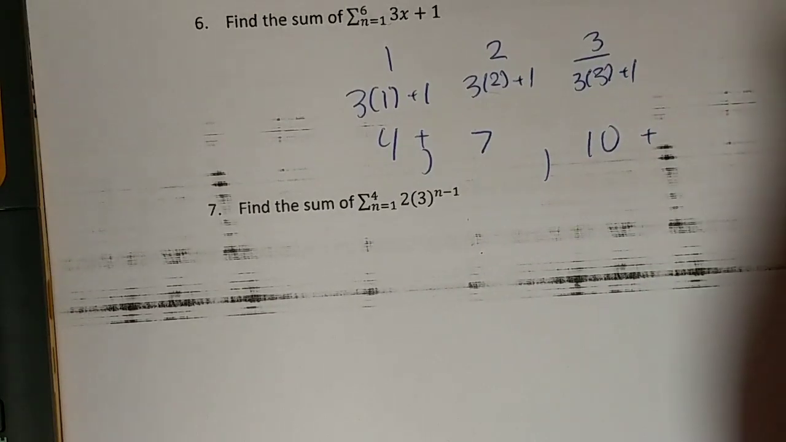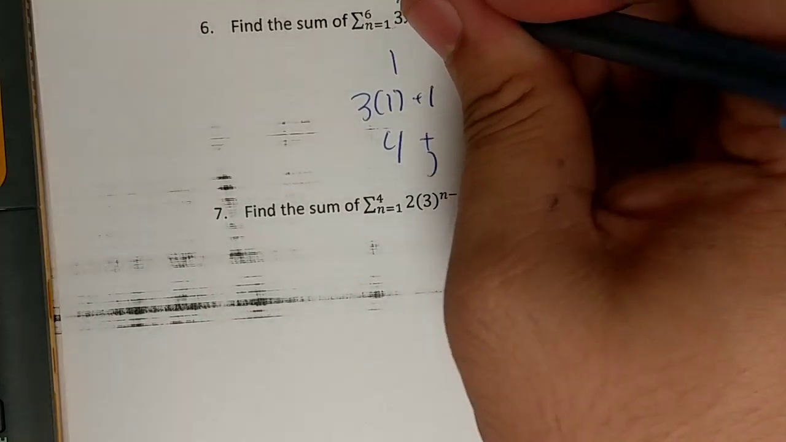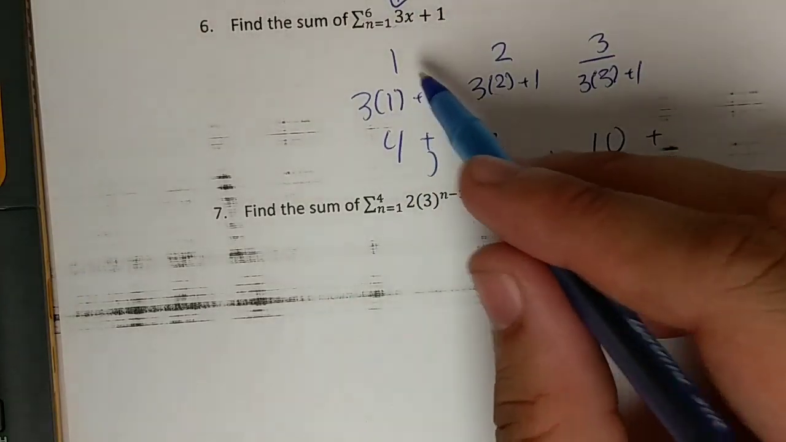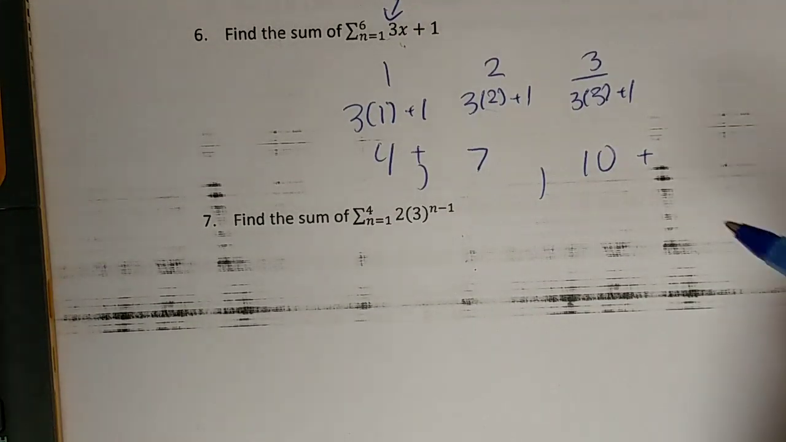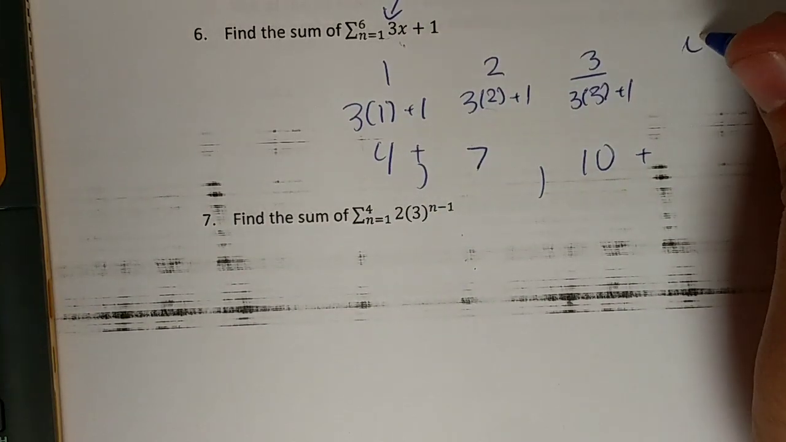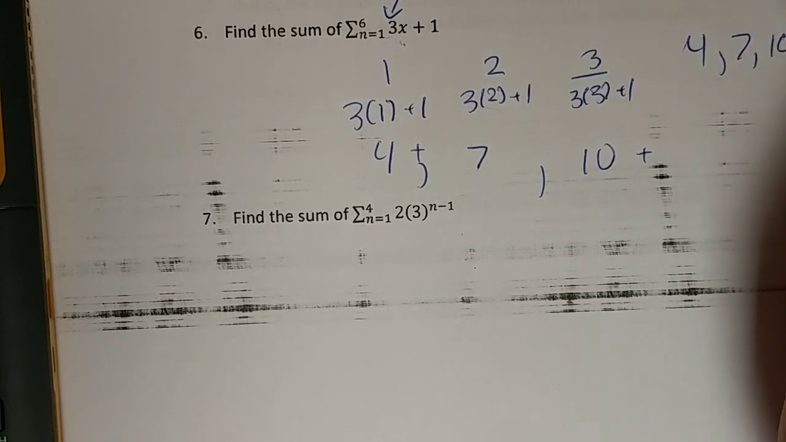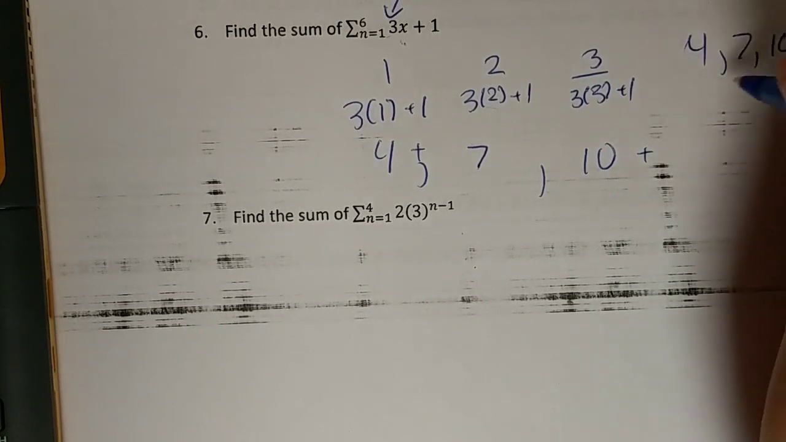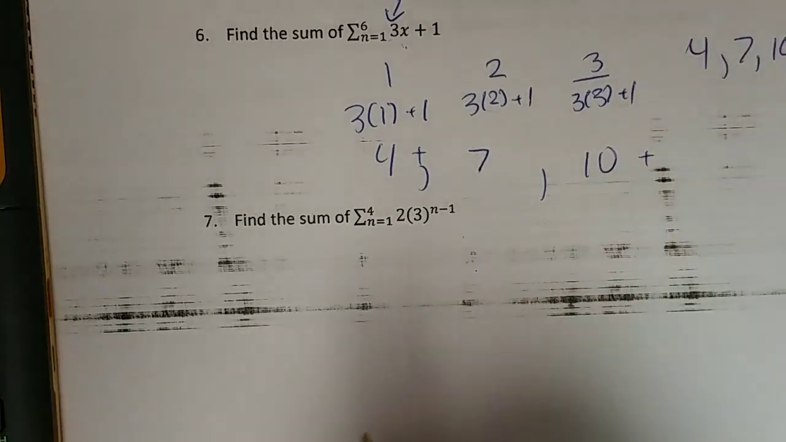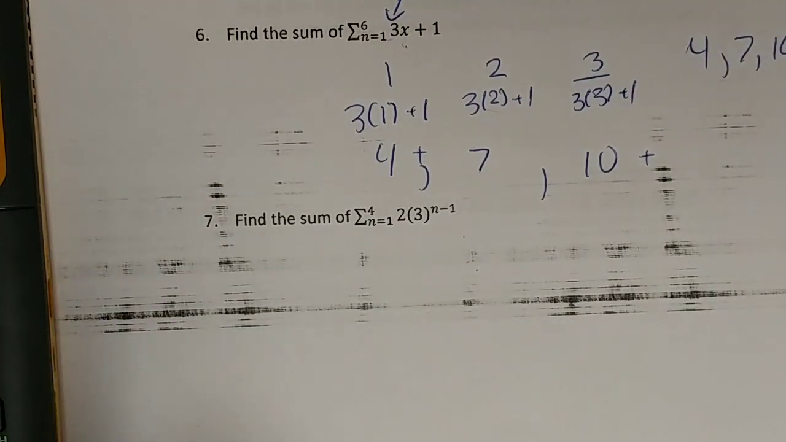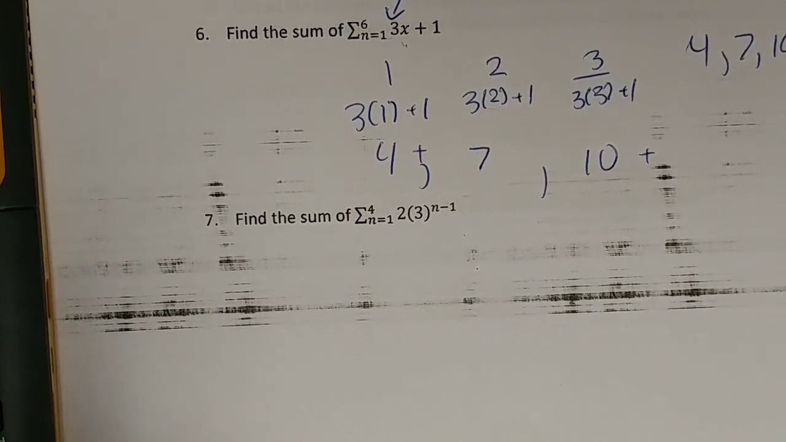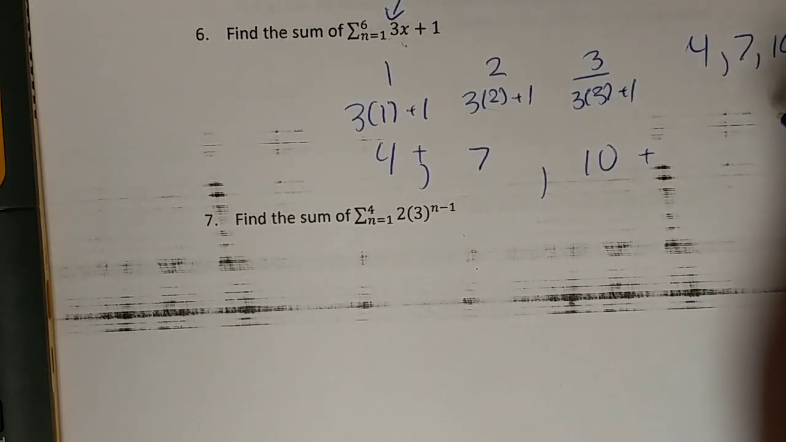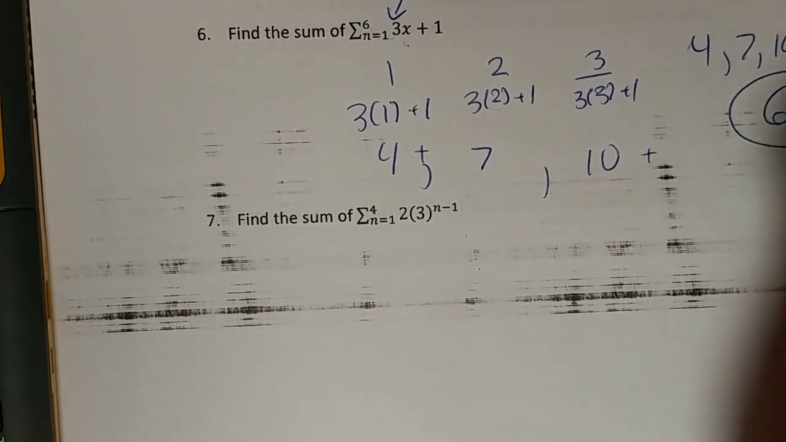Now notice the pattern's 3, 3, 3. The pattern's always going to be the number in front of n. So the first 6 numbers are 4, 7, 10, 13, 16, 19. So 4 plus 7 plus 10 plus 13 plus 16 plus 19. So that's 69.